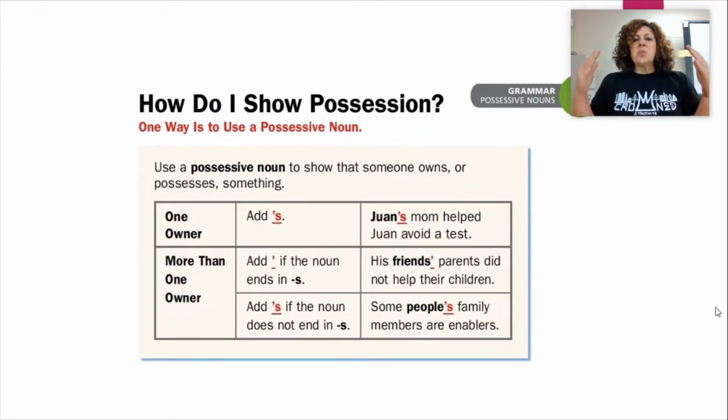So this is what we are going to be doing today. How do I show possession? That is our essential question. As you can see over here, one way is to use possessive nouns to show possession. Because there are other ways. So, use a possessive noun to show that someone owns or possesses something.